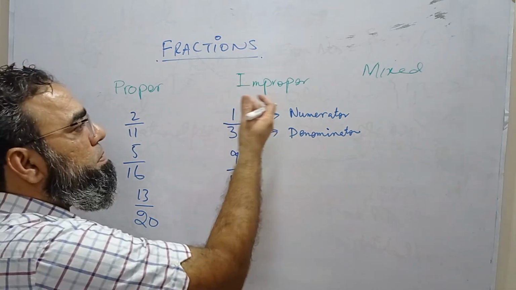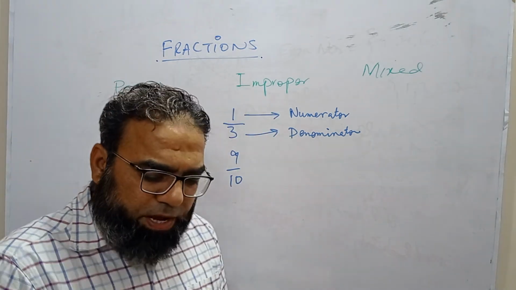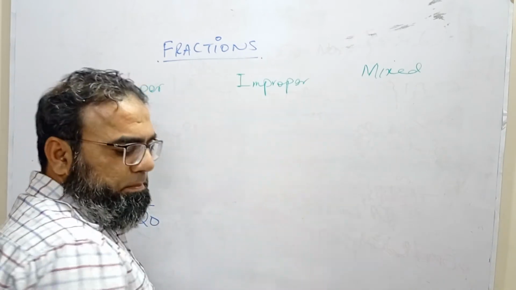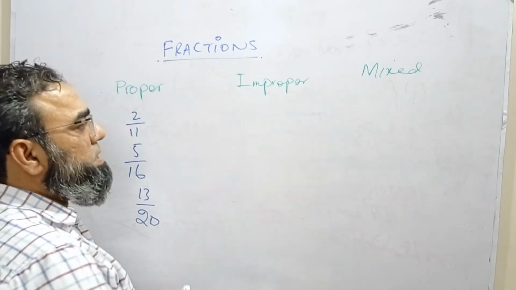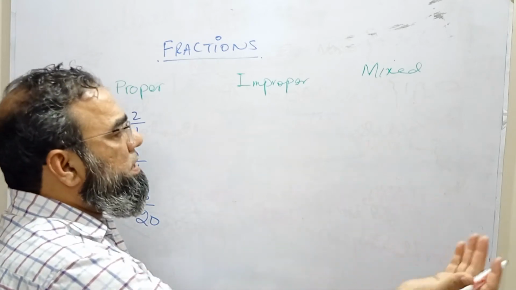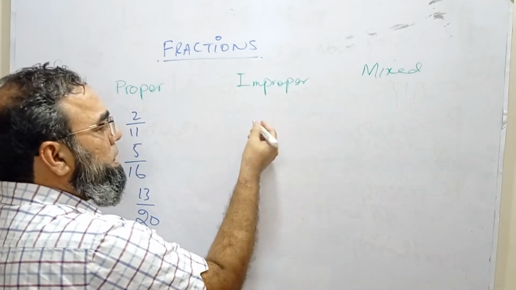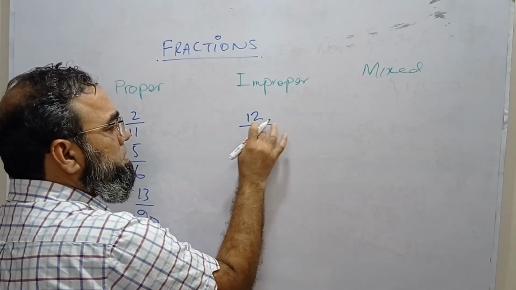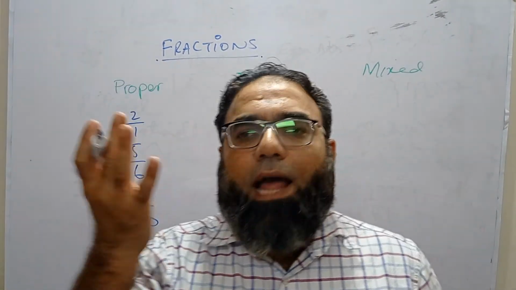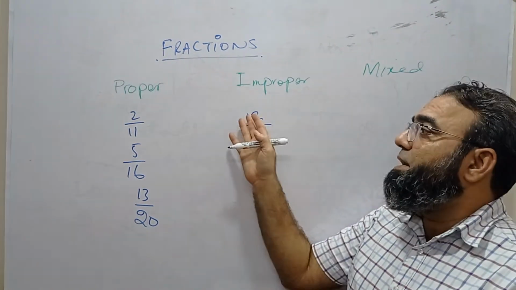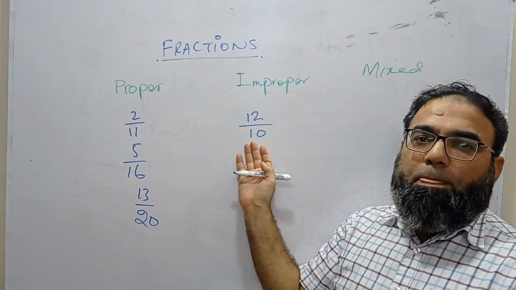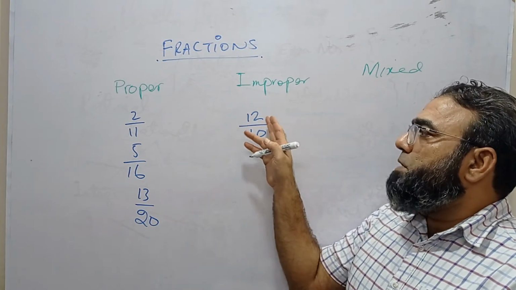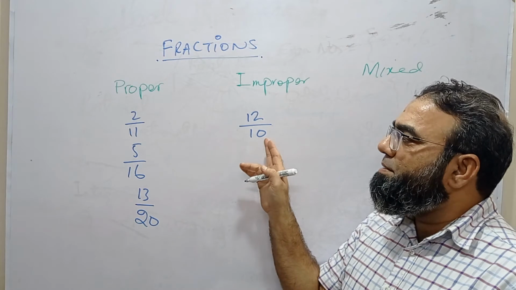Now the improper fraction. Improper fractions are those fractions where the numerator gets bigger. For example, someday you have a test and you come back from school and tell your mama, "Mama, look, I got 12 out of 10 marks." Your mama might give you a slap for that, okay? Because she knows that you can't get 12 out of 10. So this is an improper fraction, where the numerator is bigger than the denominator.